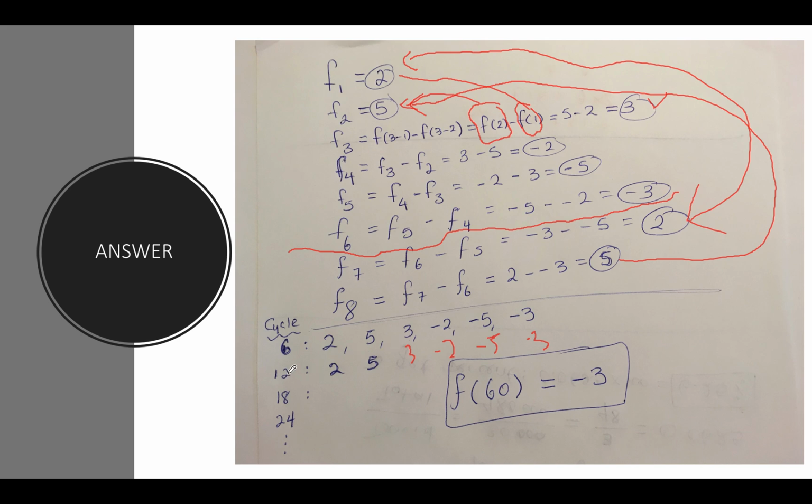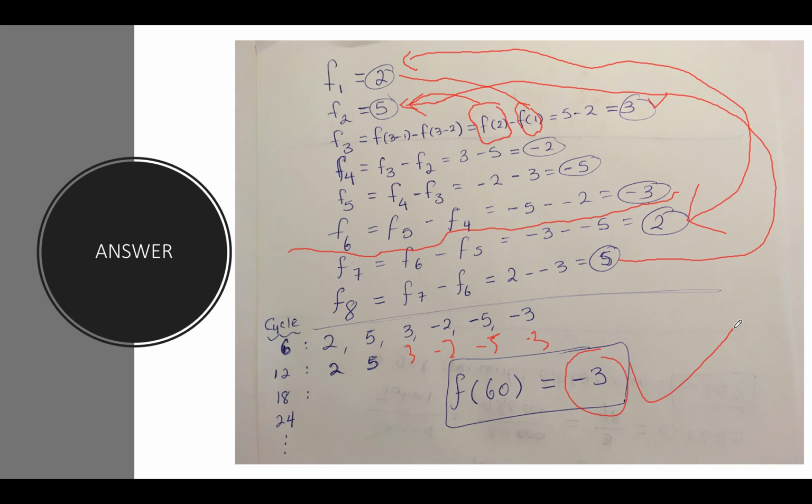So each sixth term is negative 3. If I want to find f of 60 and each sixth term is negative 3, all I have to do is go 10 times: 6, 12, 18, 24, 30, 36, 42, 48, 54, and 60. So the 60th term would also be negative 3. Hence f of 60 is negative 3. Again, if you have any questions about how I solved this, please leave a comment and let me know.